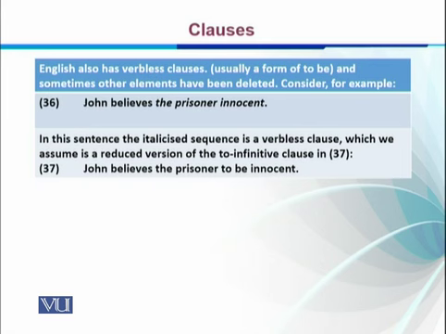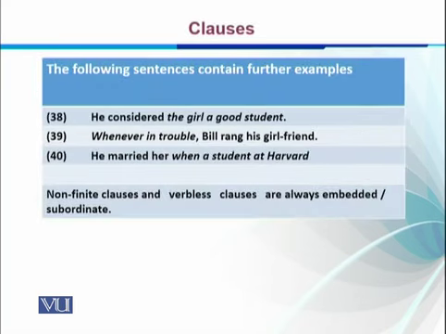Remember that in every sentence in which we have a verb, that has the potential to be a clause. So we call it a clause. The following sentences contain further examples. He considered the girl a good student. So the girl a good student is a verbless clause. Whenever in trouble, Bill rang his girlfriend. So whenever in trouble is a verbless clause. He married her when a student at Harvard. So when a student at Harvard is a verbless clause.